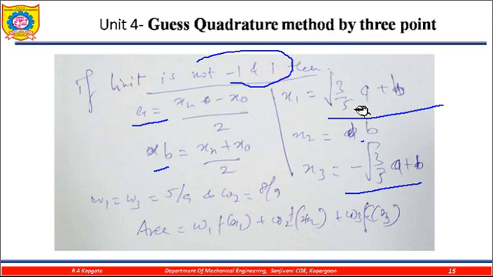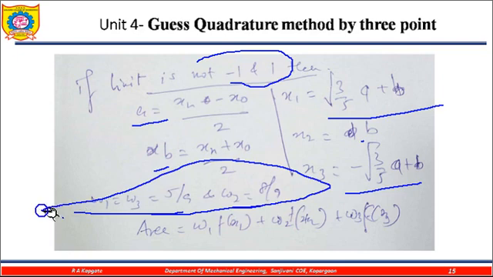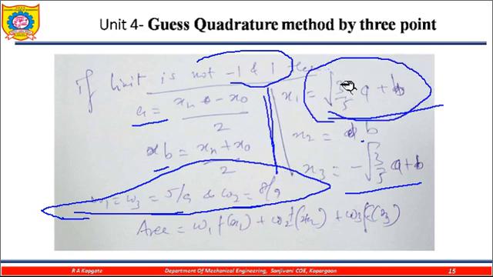okay, that is x1 is equal to root of 3 by 5 times a plus b, then x2 is equal to b, x3 is equal to this one. So w1 and w3 are equal to 5 by 9 and w2 is equal to 8 by 9. Now see, this formula, again the w1, w2 are from the same formula, only these values are changing. These values I need to manipulate in this way. So root 3 by 5, this one is the one.